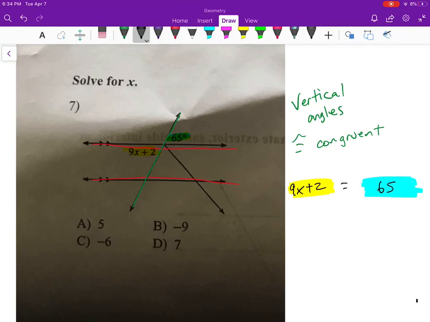So I just want to get that x by itself. Subtract the 2, divide by 9, and I'll let you work the rest of that out. That's just a two-step equation there, okay? But again, I just use my rules about those angles to figure out how to set up the equation, and I solve the equation, okay?